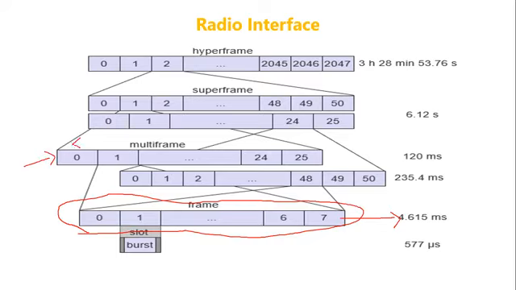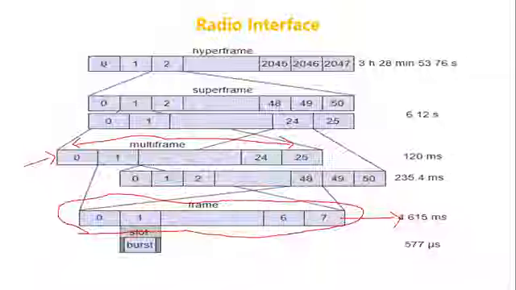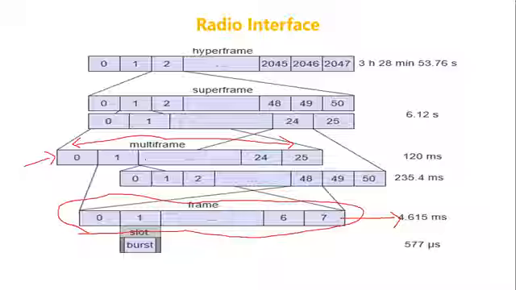Here you can see the multi-frame. How many slots does a multi-frame contain? 0 to 25, so totally 26 slots. Whereas each slot of the multi-frame is nothing but one frame. That is represented by this line.